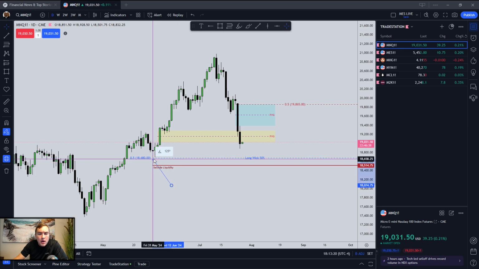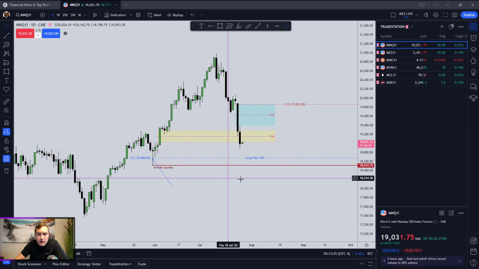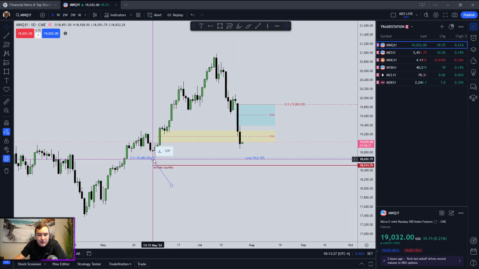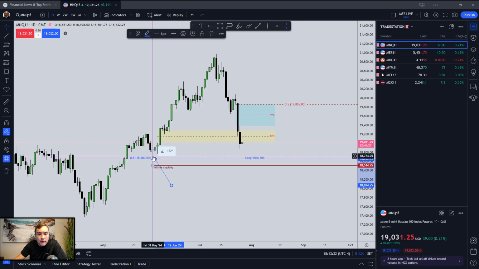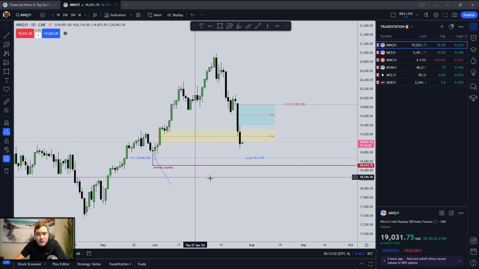the subject. So one of the levels that I'm looking at here from an ICT perspective is the 18,680 level, which is the consequent encroachment of a long wick inefficiency that we formed on Friday, the 31st of May. So the end of the month candle in May that traded through a buy-side imbalance, sell-side inefficiency, and then went all the way down to about the consequent encroachment of this wick here from Tuesday, the 14th of May. That launched us into another leg higher, guys. So that is something that I'm looking at there.